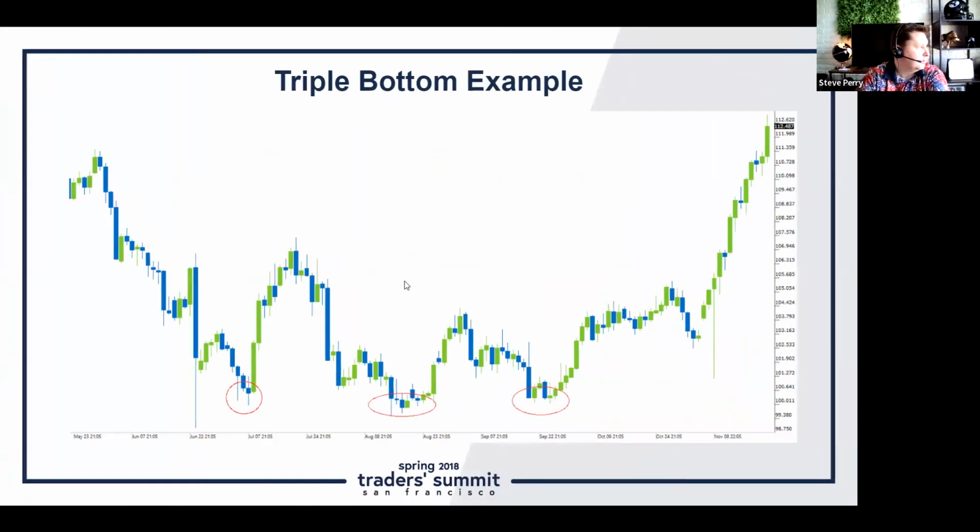Here's a live example. You've got a market that comes down, same thing, comes down again, tries, comes down one last time, and then ultimately goes up from there. Basically, your entry on something like this would be when the market hits the neckline right here, either this neckline or this neckline up here. That would be your entry. So you could have bought right around here, or if you wanted to wait, you could get in somewhere up here. And that would be a triple bottom example.